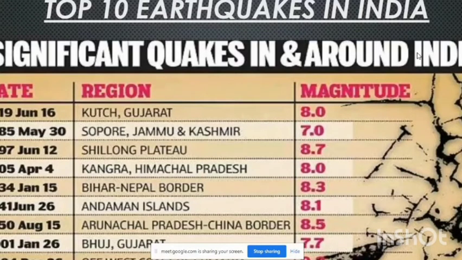1905 April 4, Kangra, Himachal Pradesh, and its magnitude is 8.0. 1934 Jan 15, region Bihar Nepal border, and its magnitude is 8.3. 1941 June 26, region Andaman Islands, and its magnitude is 8.1. 1950 August 15, Arunachal Pradesh China border, and its magnitude is 8.5. 2001 Jan 26, Bhuj, Gujarat, and its magnitude is 7.7. 2004 December 26, off west coast of Sumatra, and its magnitude is 9.3.